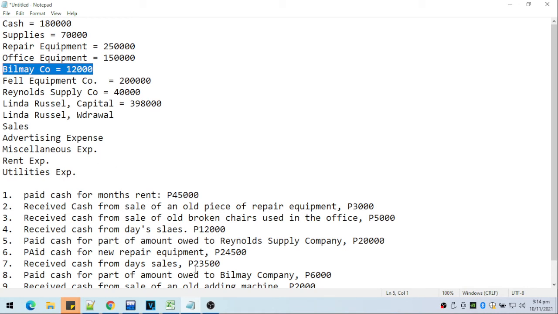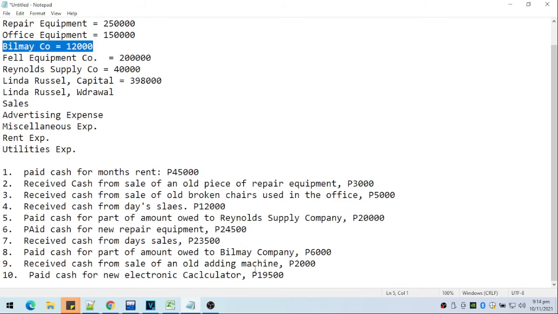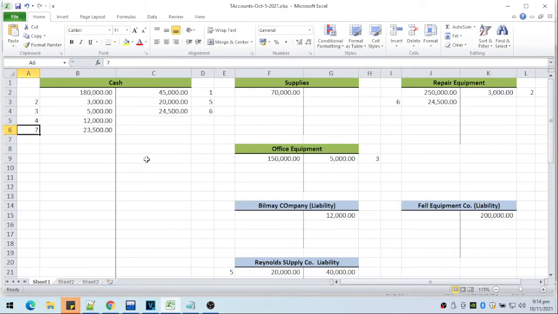So amounting to how much? 6,000. So we decrease our cash by 6,000. It's transaction number 8. So you have to place that on the right side or the credit side. And we have to decrease our liability. So that's transaction number 8, amounting to 6,000.